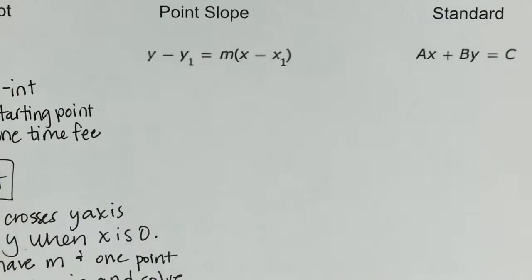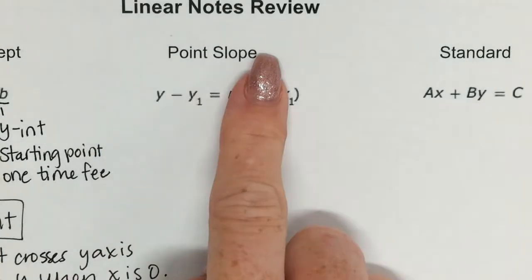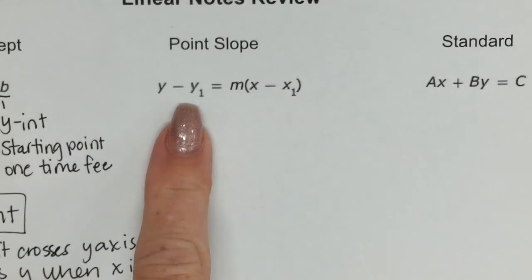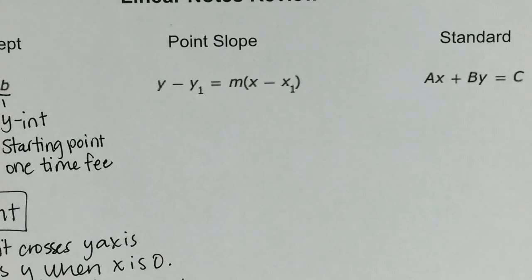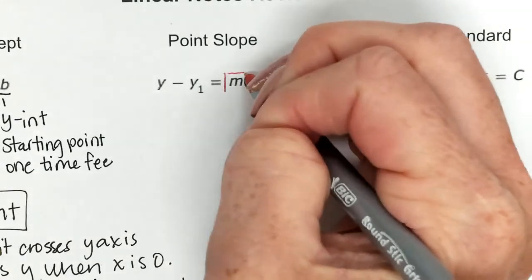Okay, the next one you need to know is point slope. This is not near as common to use, but you can use it, and they could ask a question on it on the EOC. But basically, this right here is still the what? That is still the slope.